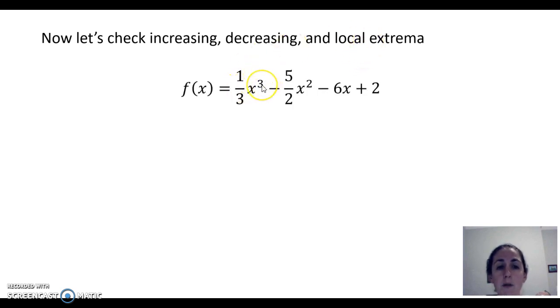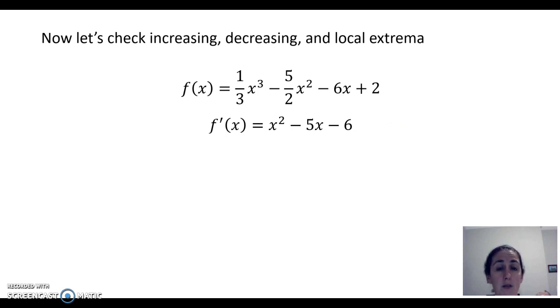Remember, it was x cubed over 3. Well, dividing by 3 is the same thing as multiplying by the reciprocal, 1/3. So instead of x cubed over 3, I'm going to write this as 1/3 x cubed. Same thing here. Instead of 5x squared over 2, I'm going to write it as 5/2 x squared. So now when I go to take the derivative, bring the 3 down, 1/3 times 3 is 1. Bring the 2 down, the 2's will cancel, and I have 5x minus 6. So my derivative is x squared minus 5x minus 6.